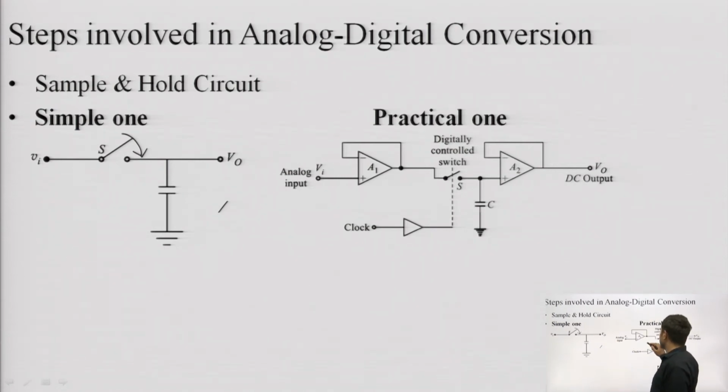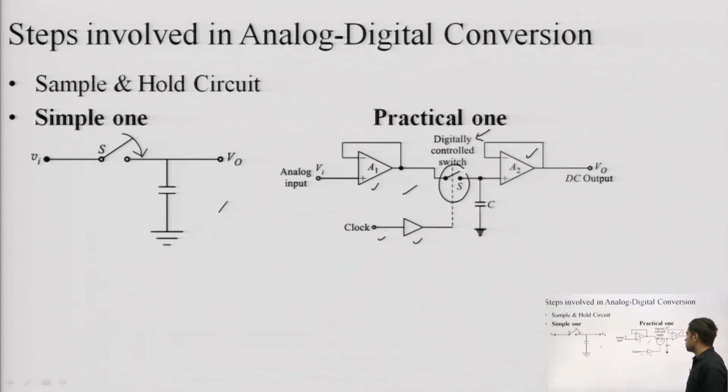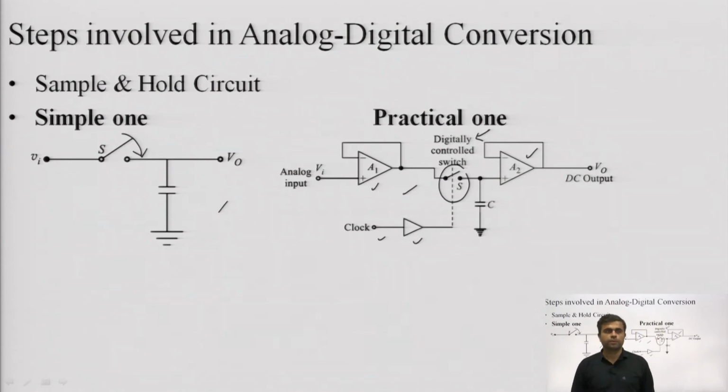Lower the switching speed, lesser the number of samples. Okay. And this is a practical circuit which has one op amp, a second op amp, and there is a clock which is deciding the switching. So this is a manual kind of switch, but this switch you can see here is a digitally controlled switch which is controlled by this arrangement. So this decides how fast the switching is going to be performed. So these are the basic sample and hold circuits, simple and practical ones.